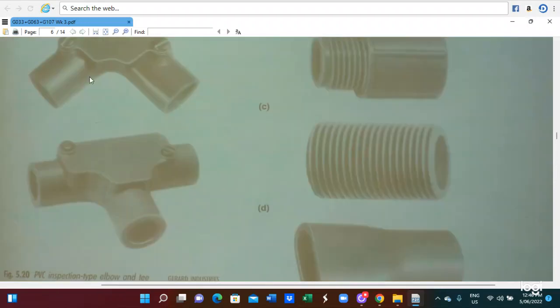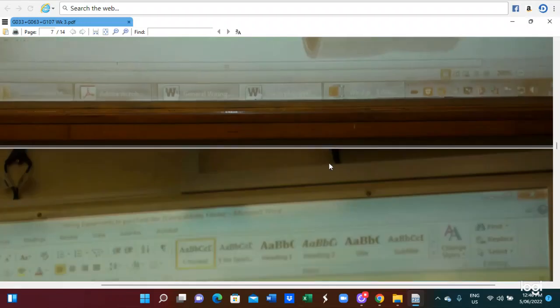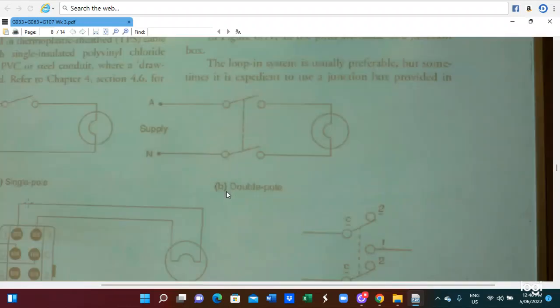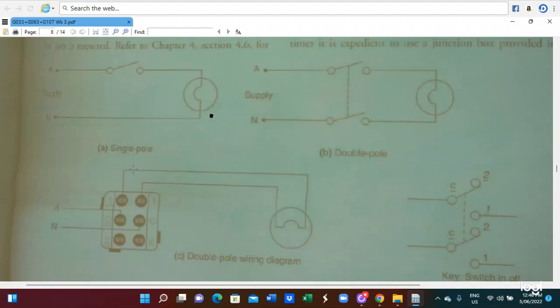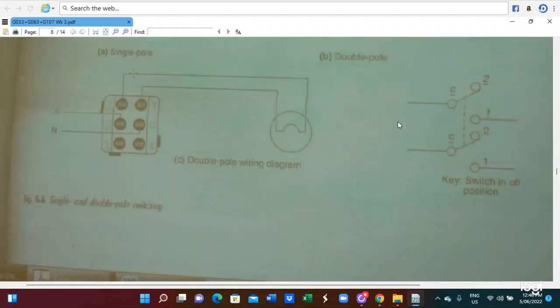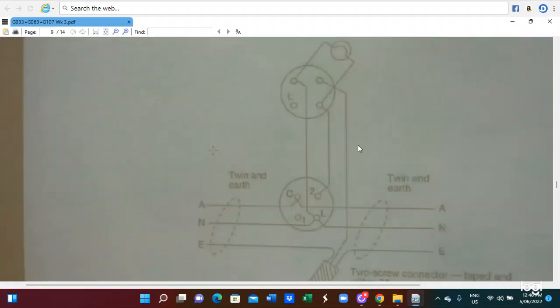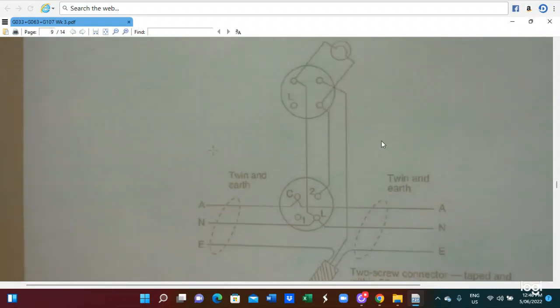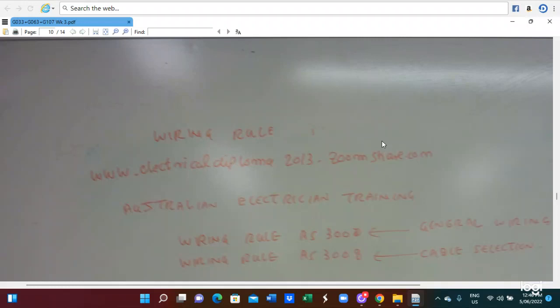And here is the connection of the elbow and T joints. And also here, to run this one is a screw. And this is a single pole switch, two pole switch, 10 A switch connection. Here is a rear electrical wiring diagram. Also, we have to run this out.